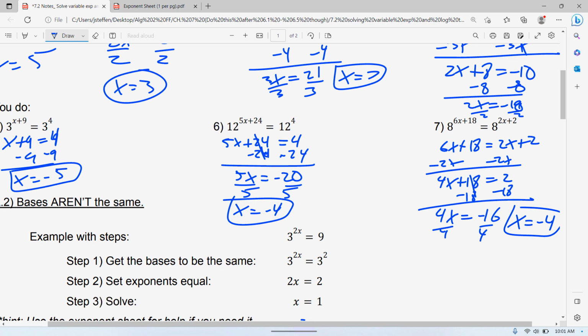Don't make that part harder than it has to be. The bases are already the same, so all you do is set the exponents equal to each other, and then you're solving a linear equation. Any questions on those before we move on? All right. The next step is one where it gets a little bit more difficult. And just like most problems we do, some of them are a little bit harder than others, so we'll get to that.